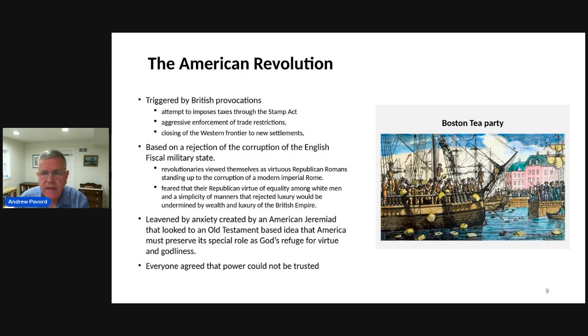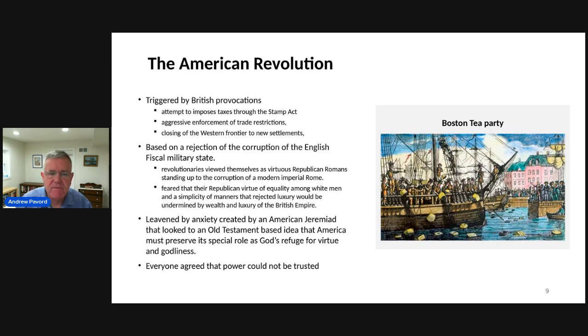So there were the provocations that caused the American Revolution, but there was also an ideological rejection of the corruption of the English fiscal military state that we just talked about. The revolutionaries viewed themselves as virtuous Romans standing up to the corruption of imperial Rome. And they feared that the virtue of equality among white men and the simplicity of manners that rejected luxury would be undermined by the British Empire.